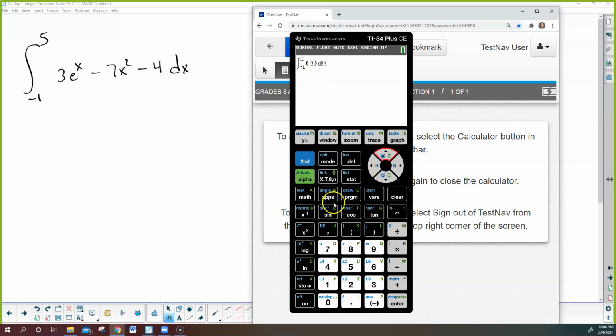But all you do is type in the lower bound, the upper bound, and then type in your function, 3e to the x minus 7x squared minus 4. And then we always have to put dx. It doesn't matter if you have t's or anything like that, r's, h's. When we plug it in our computer or calculator, it's always going to be x's. And then hit enter, and there you go. There's your answer. Super quick.